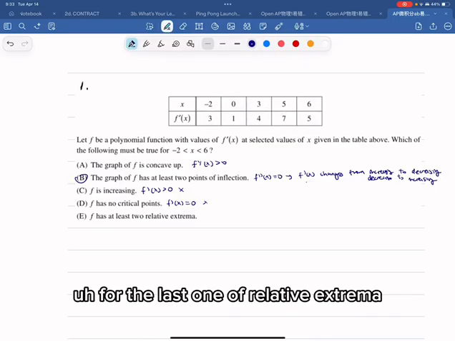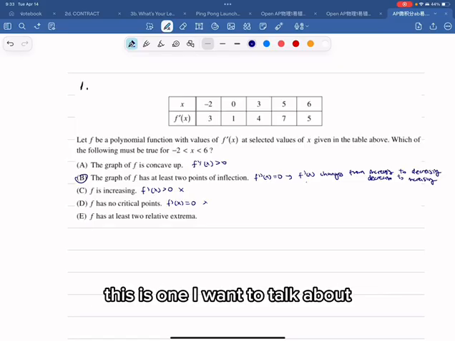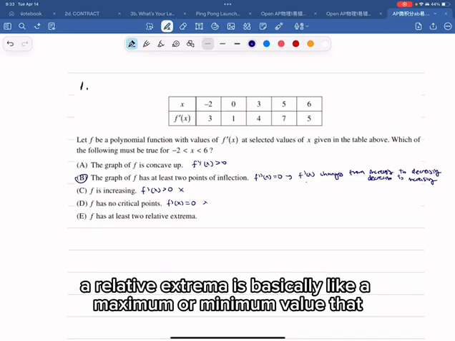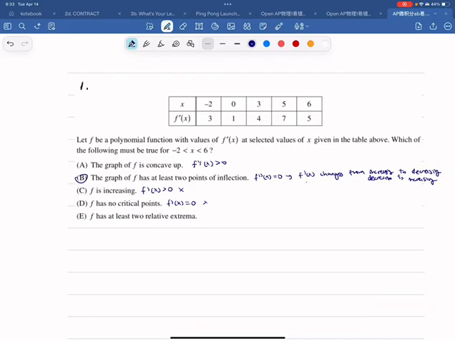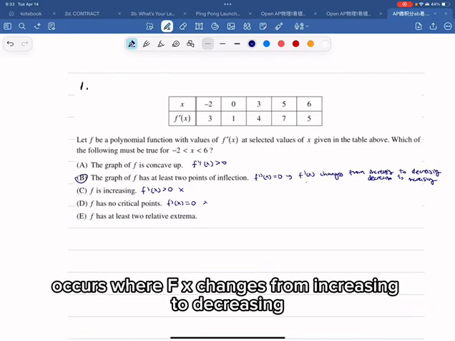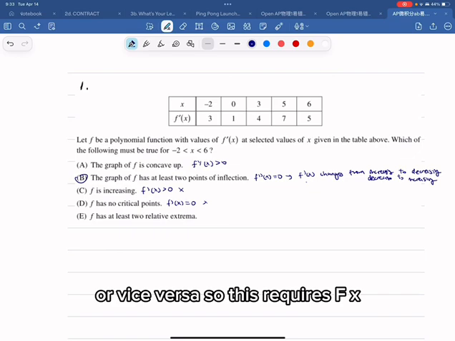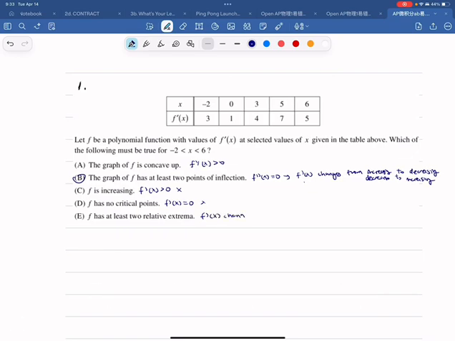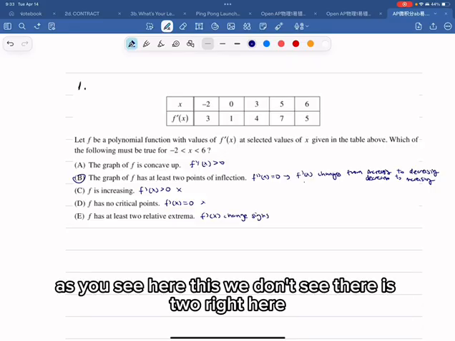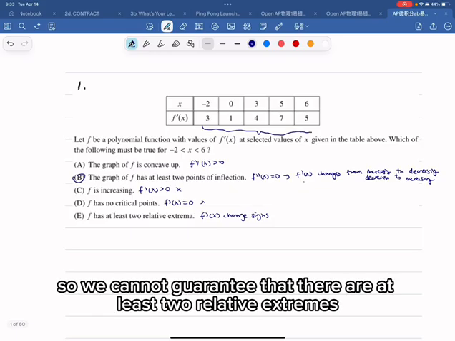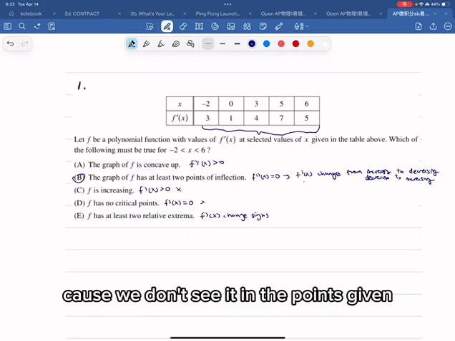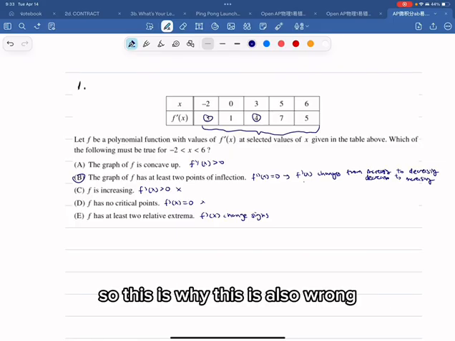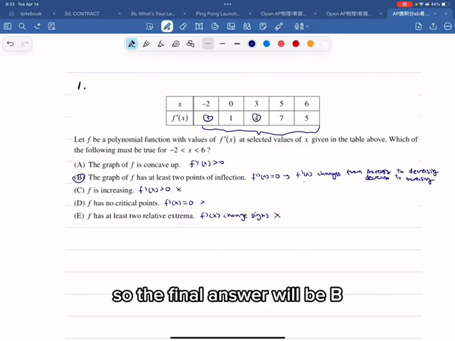For the last one, relative extrema, this is one I want to talk about. A relative extremum is basically a maximum or minimum value that occurs where f of x changes from increasing to decreasing or vice versa. So this requires f prime of x to change signs. Okay? As you see here, we don't see that there are 2 right here. So we cannot guarantee that there are at least 2 relative extrema because we don't see them in the points given. So this is also wrong. So the final answer will be B.